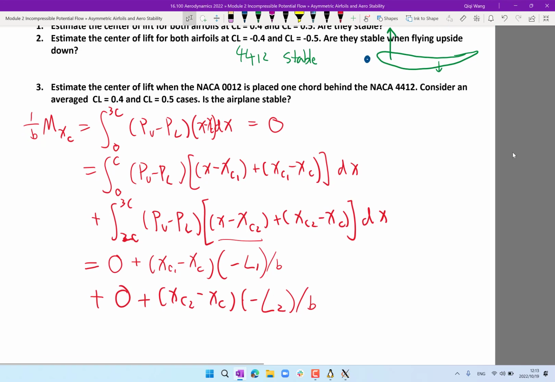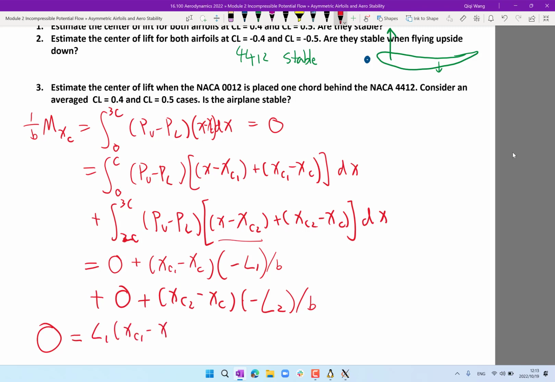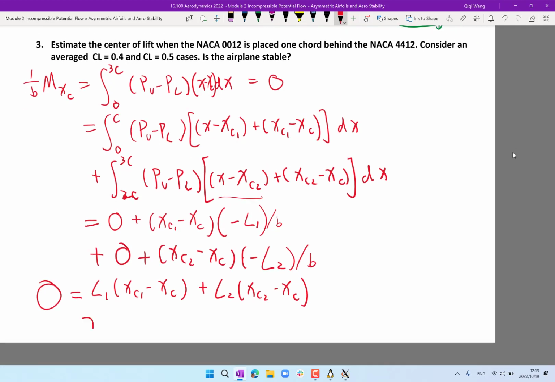Okay, so what do we get? We get 0, which is the sum of the whole thing. Has to be equal to, if we normalize the L's, L1 times xc1 minus xc plus L2 times xc2 minus xc, right? Or, in another sense, xc is going to be the weighted average of these two axes. So xc1 times L1 plus xc2 times L2 divided by L1 plus L2, right?